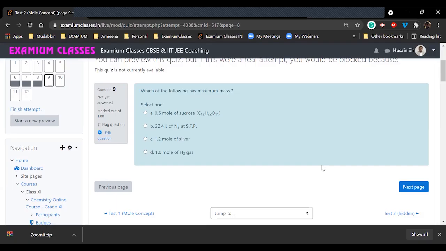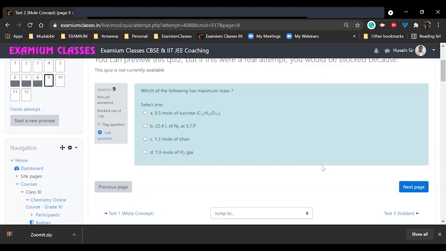Option A, 0.5 mole of sucrose. So 0.5 into molar mass of sucrose. Molar mass of sucrose, I told you to remember 342. So 342 multiplied by 0.5 means divided by 2, that is 171. And 22.4 liters of nitrogen at STP, 22.4 liter will be 1 mole of nitrogen. 1 mole of nitrogen will be 1 into 28, that is 28 grams only.